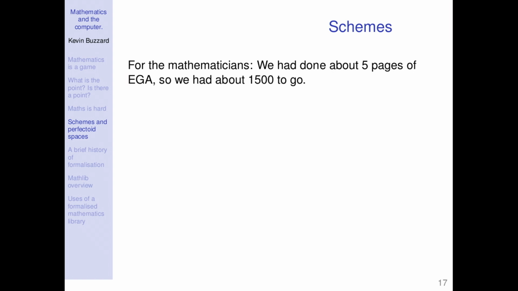We'd formalised 5 pages of Grothendieck's EGA, and so there's still quite a lot left. And it wasn't entirely clear that first years were going to be the way I was going to get this done. I was going to need a lot of first years.